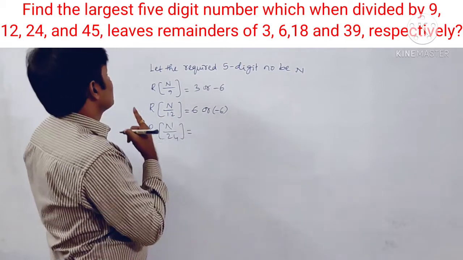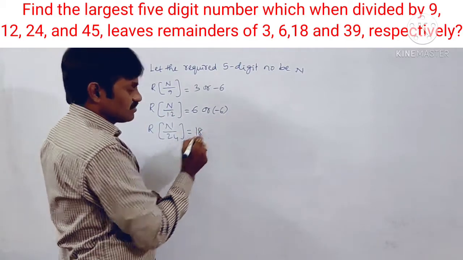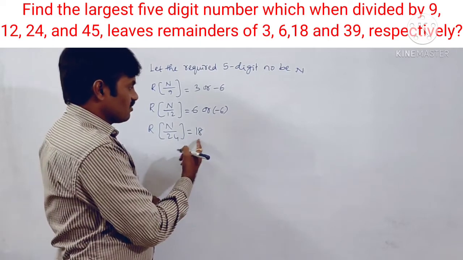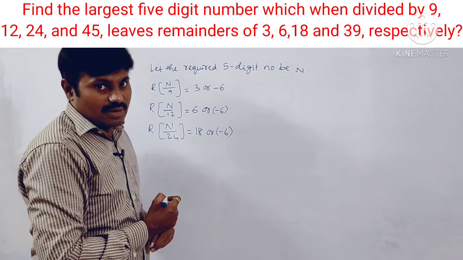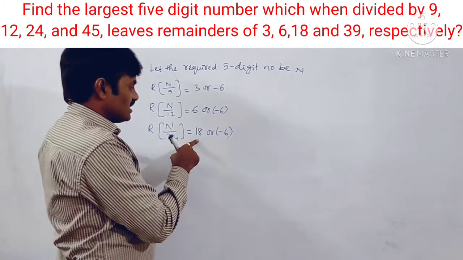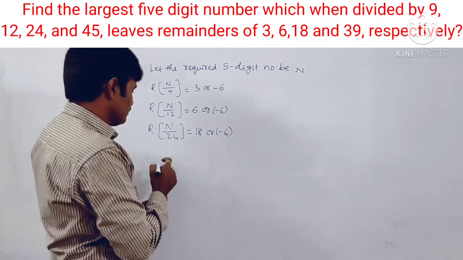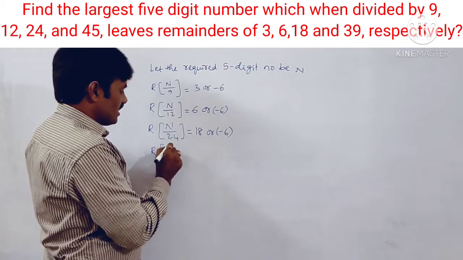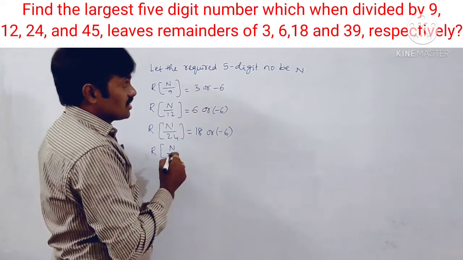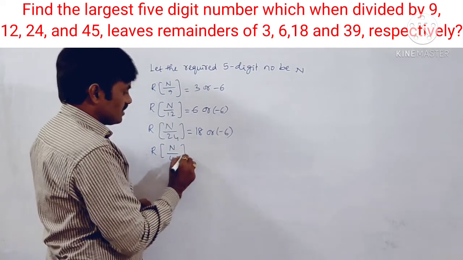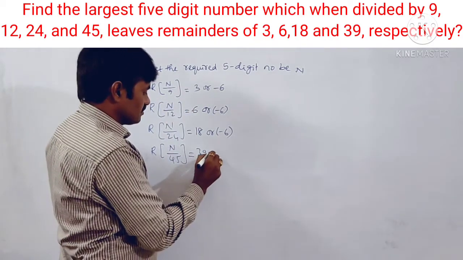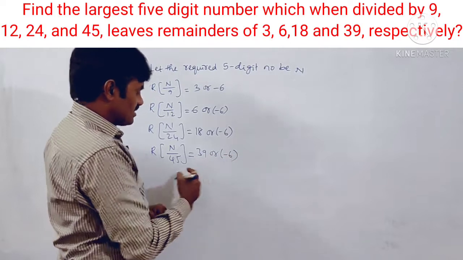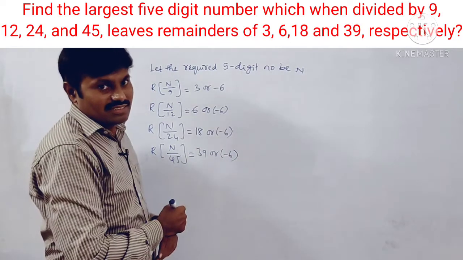In this case, how much is leaving? 18. So here also 18 minus 24 is minus 6. Here remainder, okay, either 18 or minus 6. And when it is divided by the last divisor, 45, in this case the remainder is 39, or again minus 6.